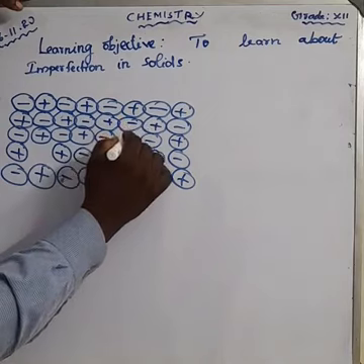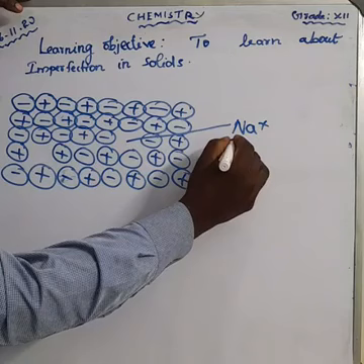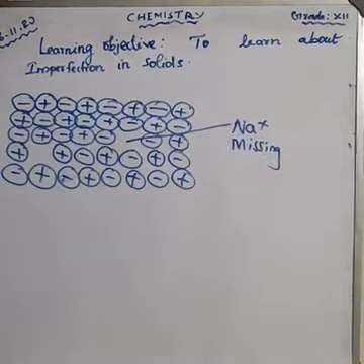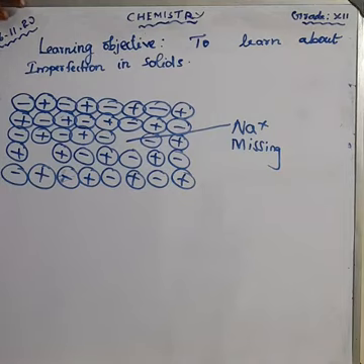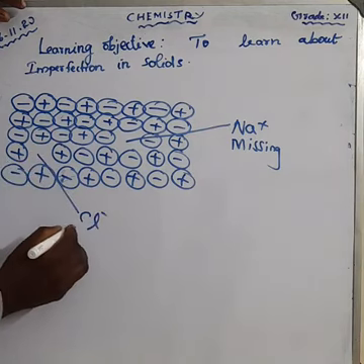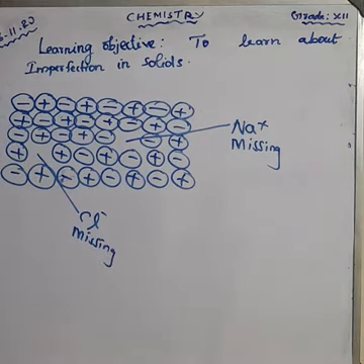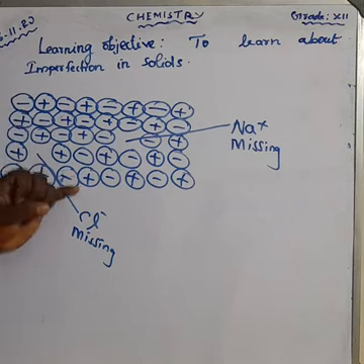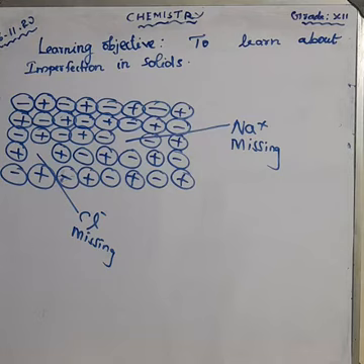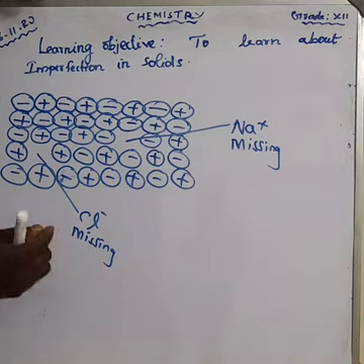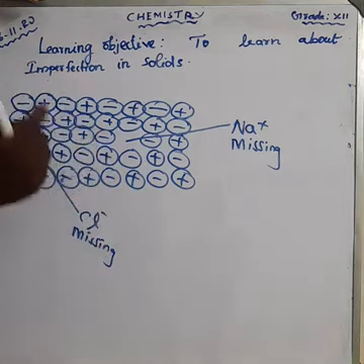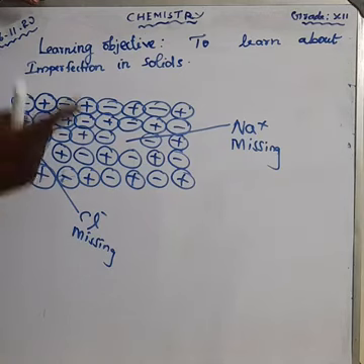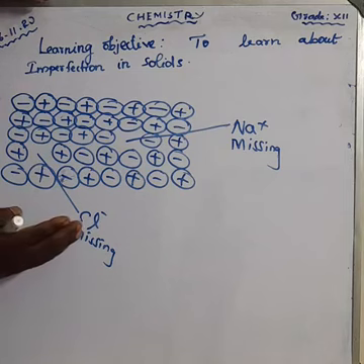Here, Na plus is missing from the crystal lattice. Here, Cl minus is missing, one of the chloride ions is missing. Now, what do you understand about this area? What is the concept? Here, there is missing of an equal number of cations and anions from the crystal lattice. That defect is called Schottky defect. Can you see? It's a very, very important question. The Schottky defect arises due to the missing of an equal number of cations and anions from the crystal lattice. This is the crystal lattice, in which the ions are occupying.